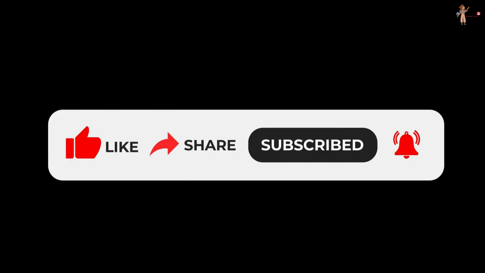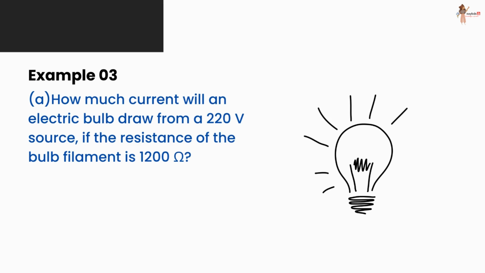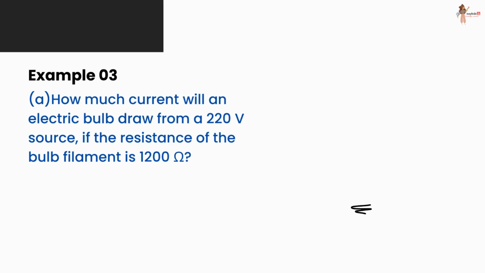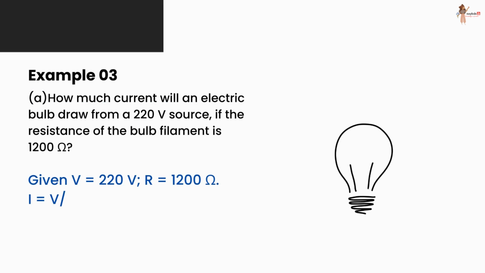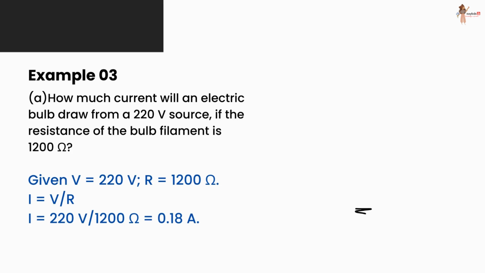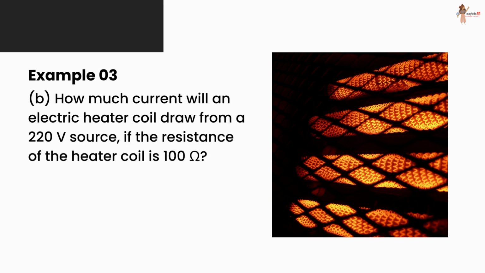Moving on. Let us see a few examples now. How much current will an electric bulb draw from a 220 volt source if the resistance of the bulb filament is 1200 ohms? And we are given V is 220 volt, R is 1200, and we know that I is V upon R. Hence, current is 220 upon 1200. That is 0.18 amperes.